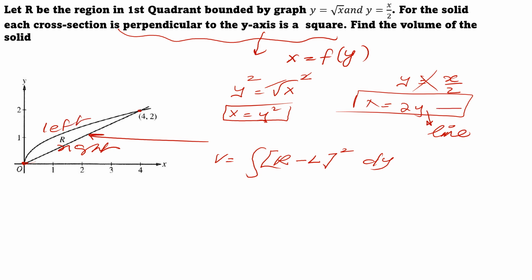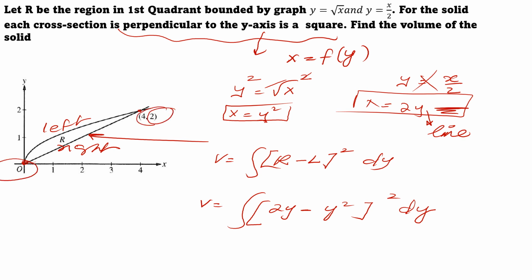We already figured out that this is the equation of the straight line, that is 2y, minus what is your left? The left is y square. So put the y square here, whole power 2. You have to write the dy. Now the points of intersection should be the y values. So this is 0 and this y value is 2, so from 0 till 2. Write it in the calculator to get the final answer.